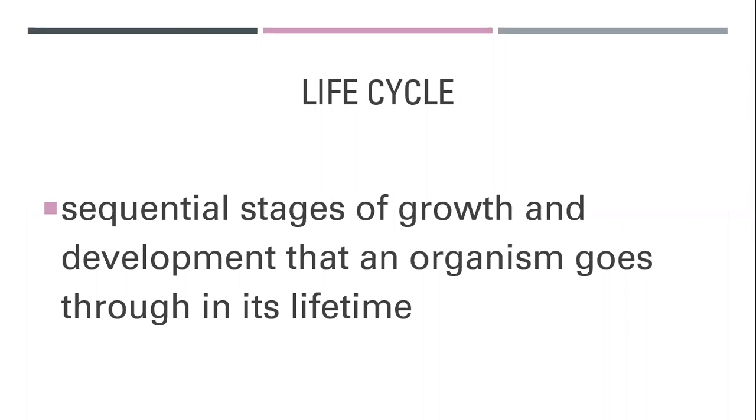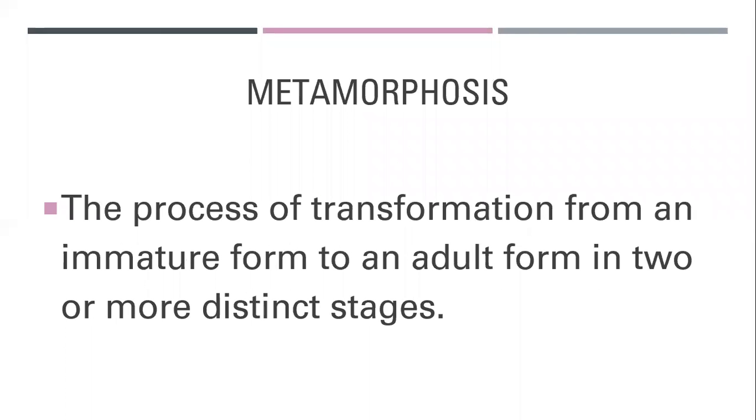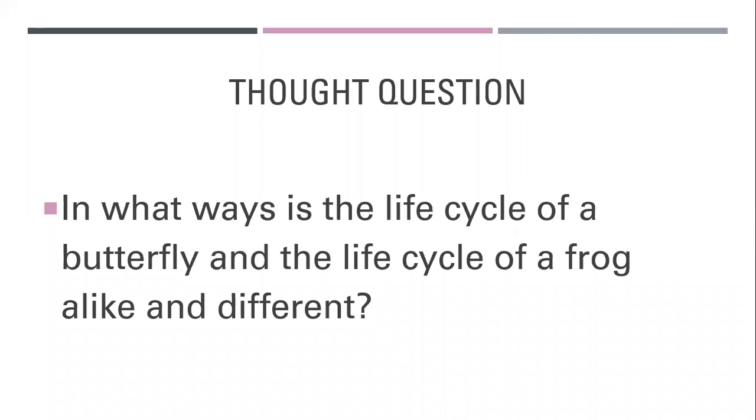Life cycle: sequential stages of growth and development that an organism goes through in its lifetime. Metamorphosis: the process of transformation from an immature form to an adult form in two or more distinct stages. Here's your thought question. Think about this while we're going through the slides. In what ways is the life cycle of a butterfly and the life cycle of a frog alike and different?